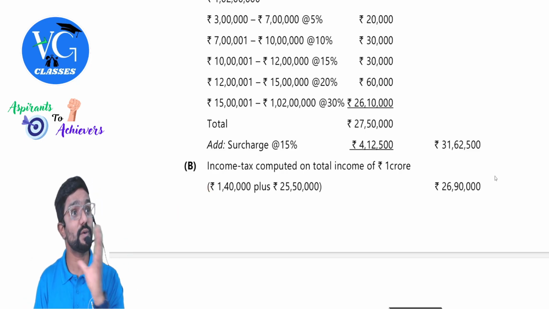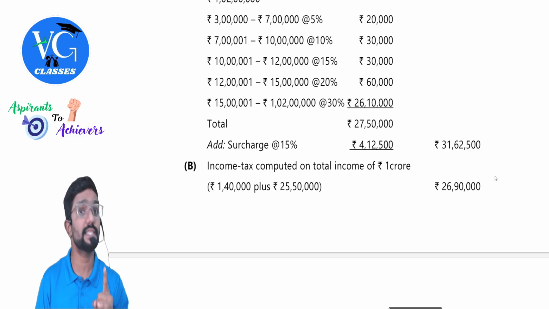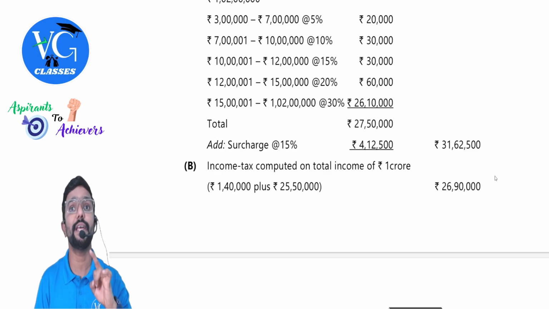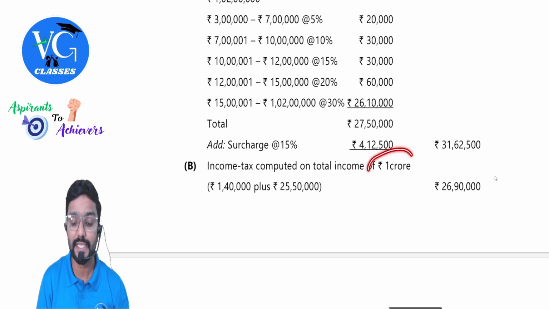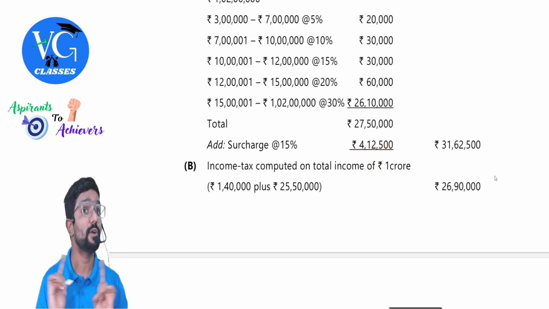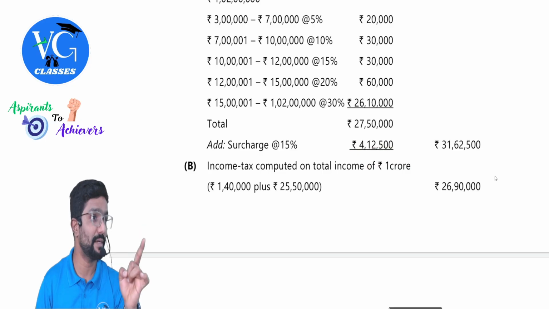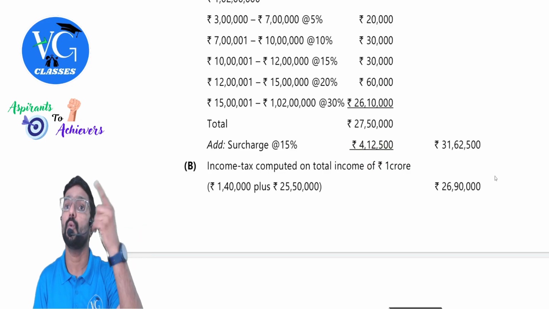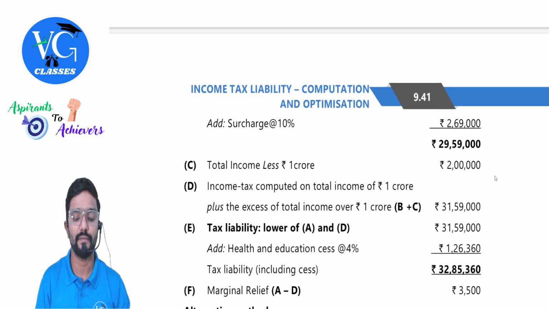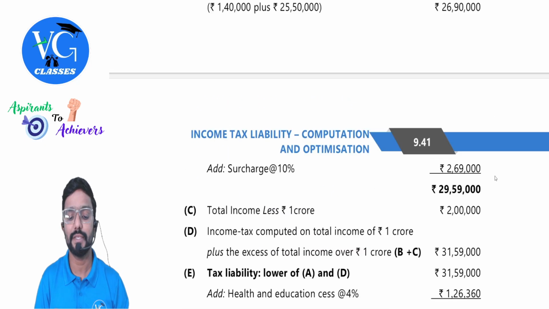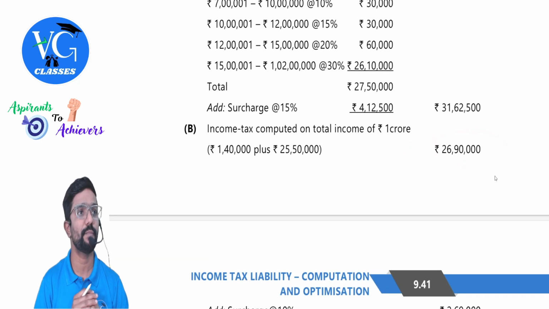But if it crosses 1 crore, 2 crore and all, will surcharge come in the second step? Yes. How much, sir? 10%. Because if your total income is exactly 1 crore, surcharge would not be 15%. It is 10%. That is more than 50 lakh up to 1 crore. Okay, sir. We will take 10%. 10% on what? Whatever tax you have got here.